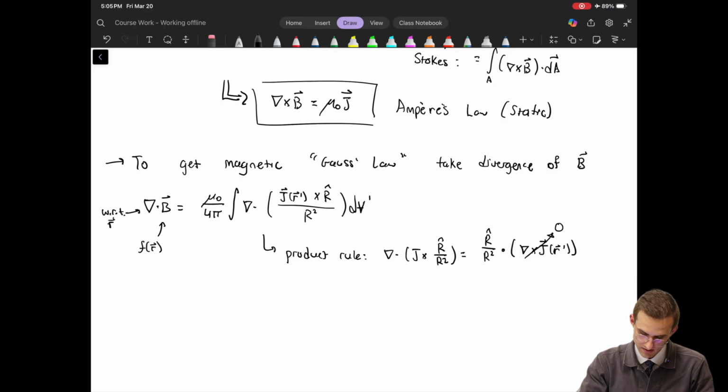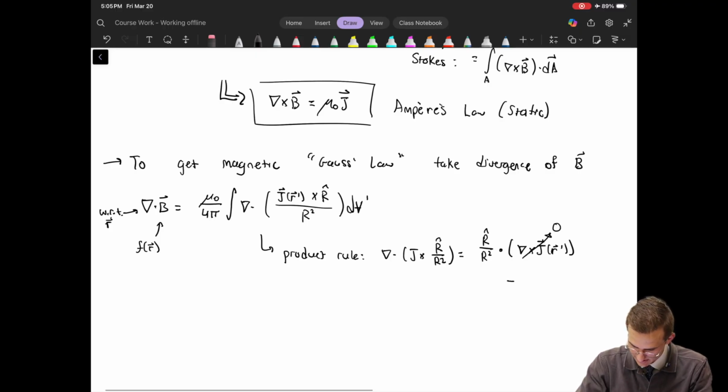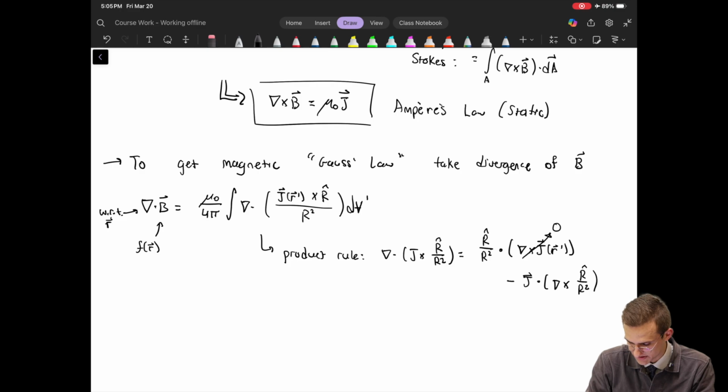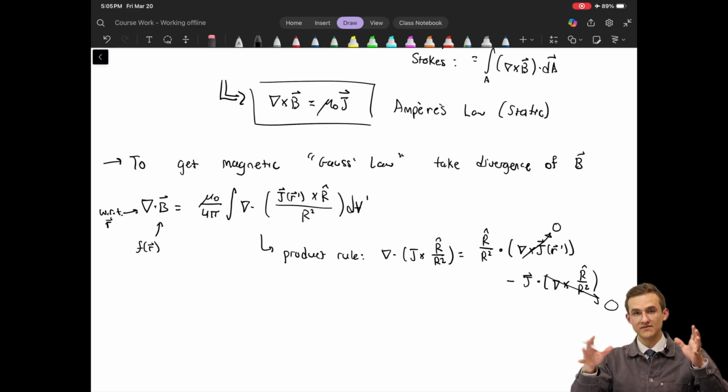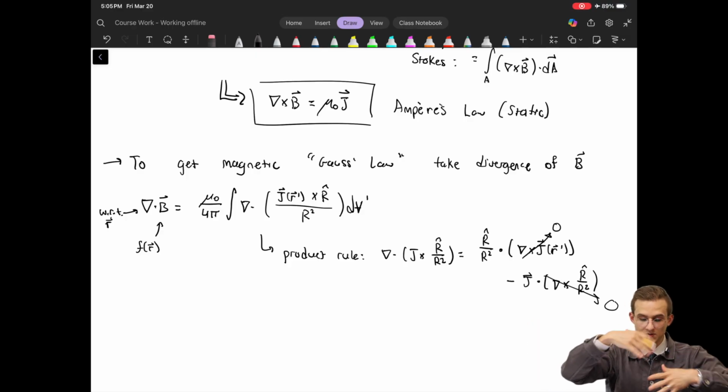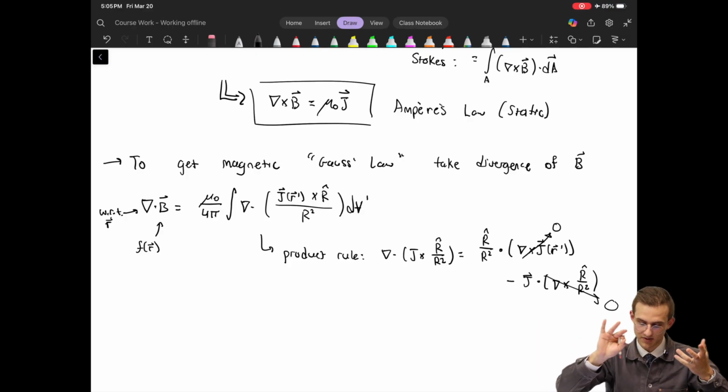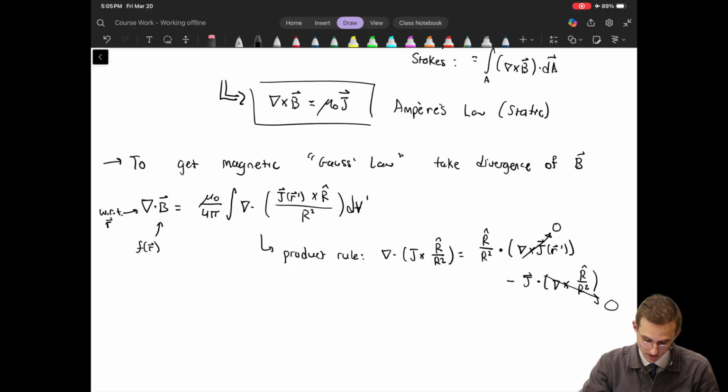And then the next term is minus J dot the curl of R hat over R squared, and that is just equal to 0. You can show this yourself: the curl of a vector field that's just spreading out evenly in all directions, nothing's going to rotate if you place a paddle wheel in that field, right? So that whole right-hand side actually just goes to 0.